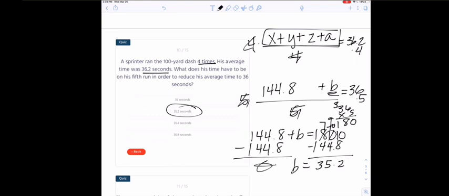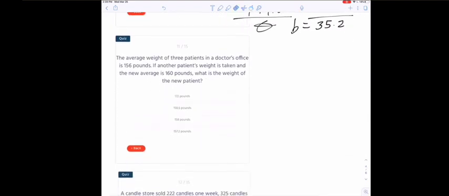So this question was a little more challenging. Feel free to go back and watch the explanation again, okay? But what I had to do was figure out what the sum of the original 4 were to be able to plug it into my new averages equation, okay? When you're ready, let's look at number 11.